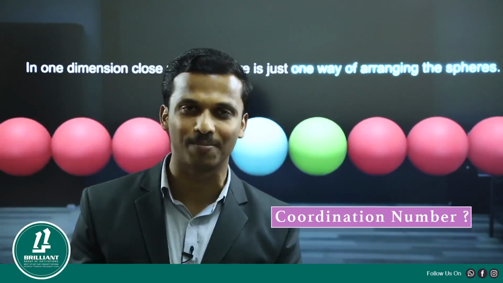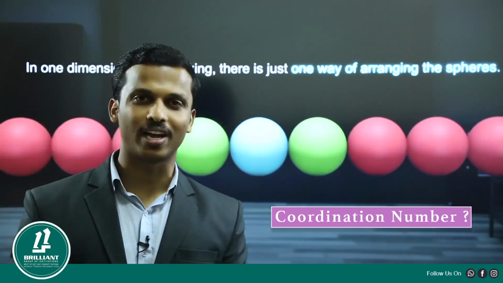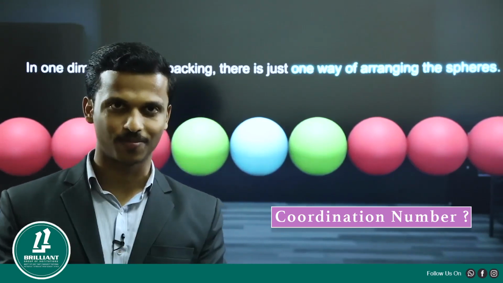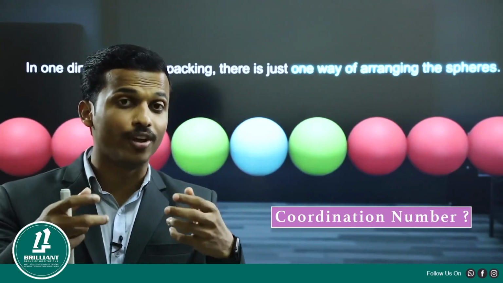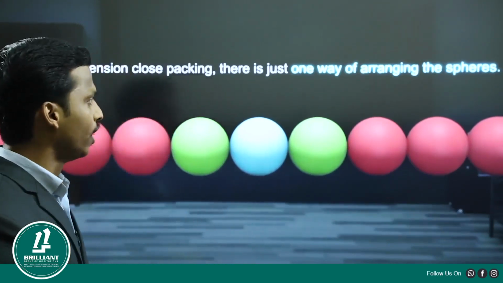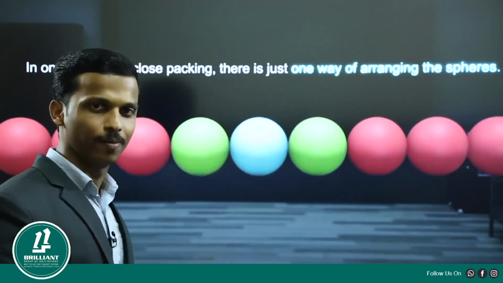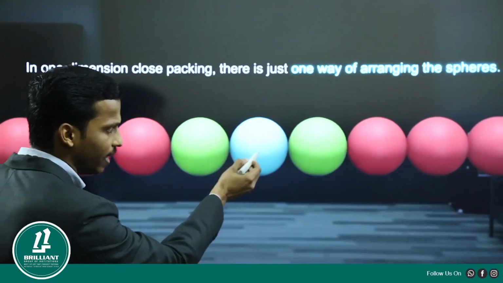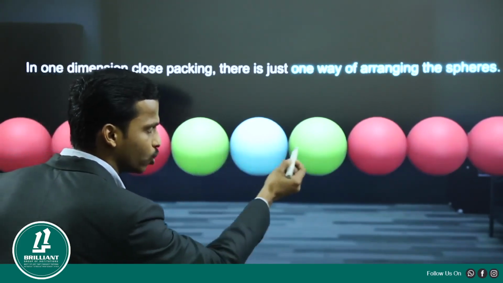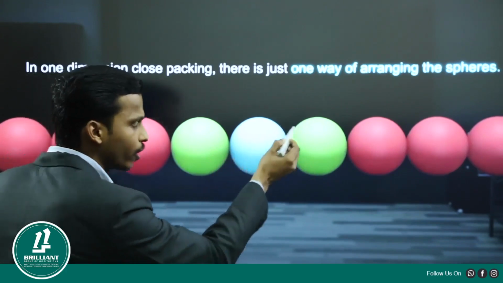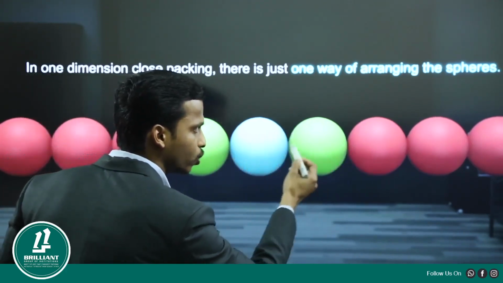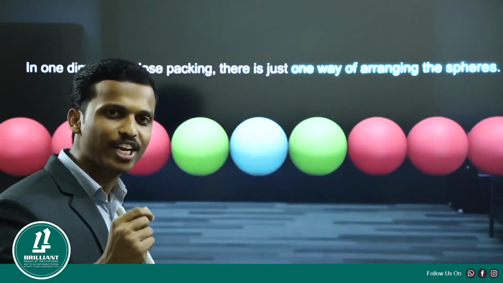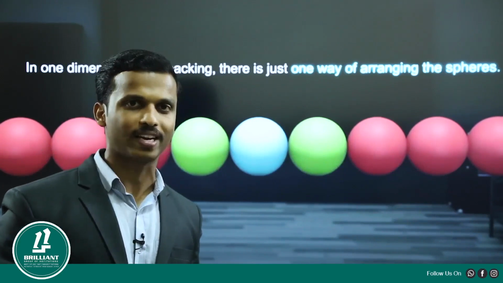So what is meant by coordination number? Students, coordination number you can define in two ways. The first one is the number of touching spheres, or we can say the number of nearest neighbors. Let me tell you. If you consider any of the inner spheres, let's consider this sphere. It is very clear that it is directly connected with the two spheres, right? If you consider this, it is directly connected with the two spheres. So the coordination number in one-dimensional close packing is 2.